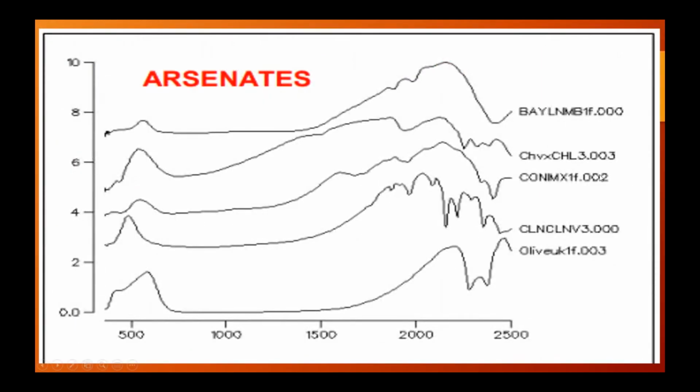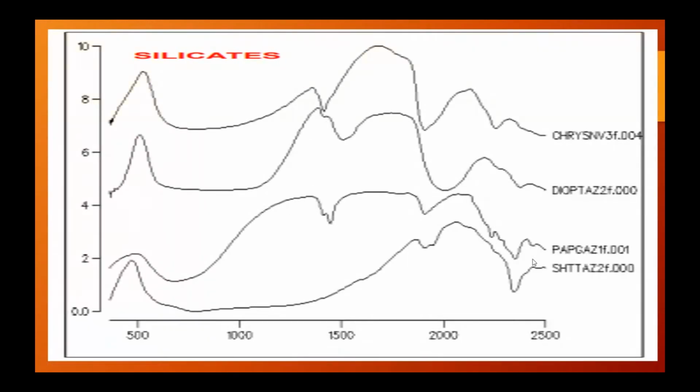Arsenates, if you're someone who is out there looking for the presence of copper arsenates, we can spectrally see huge differences in these as well. So these are going to include the bayldonite, the chenevixite, conichalcite, clinoclase, and the olivenite. The copper silicates that we will see are going to be the chrysocolla, the dioptase, papagoite, and shattuckite.